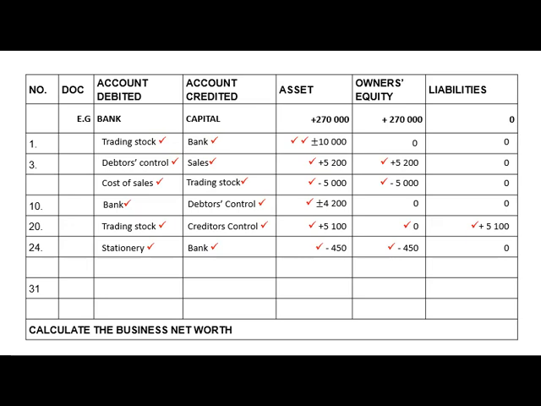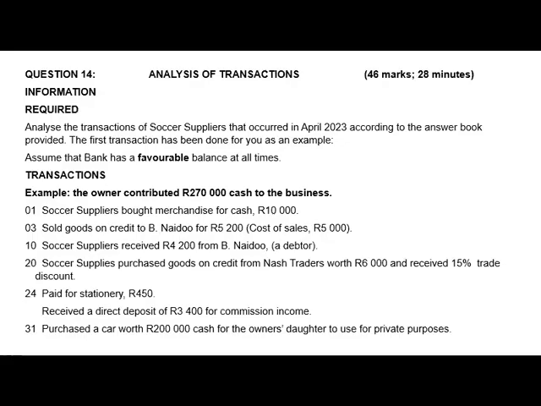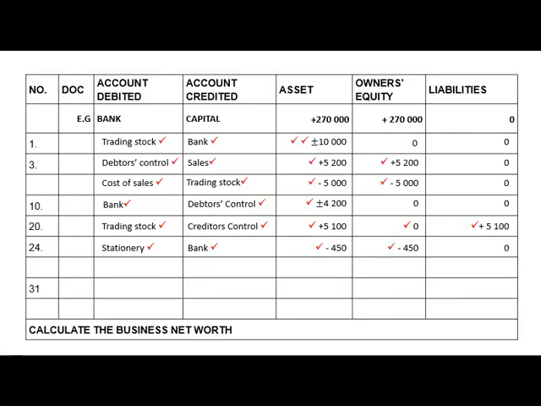The same day, what happened? The same day, we received a direct deposit of 3,400 for commission income. Now, when we receive money, bank will be affected. We're getting more money. That is why we will debit bank. What was that money for? It was for commission income. That's why we are going to credit commission income. And the bank will have plus 3,400. And the owner's equity will have plus 3,400.